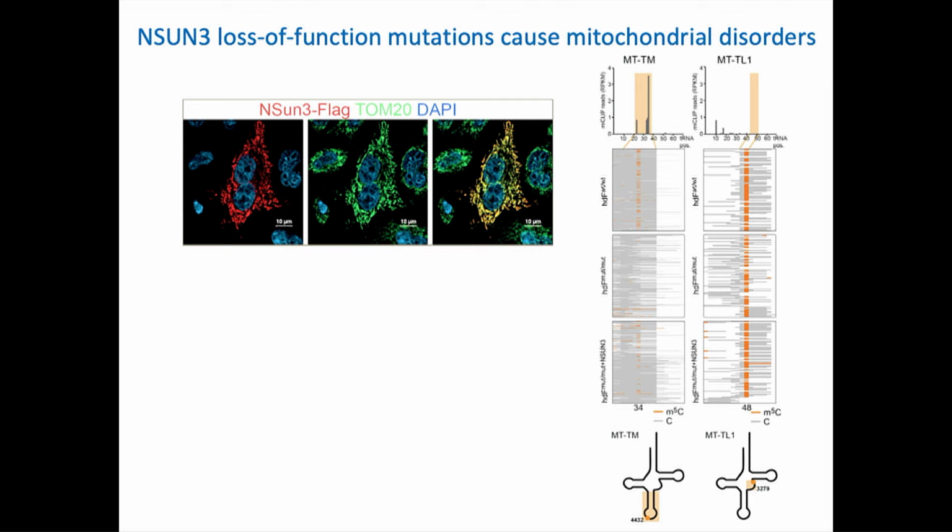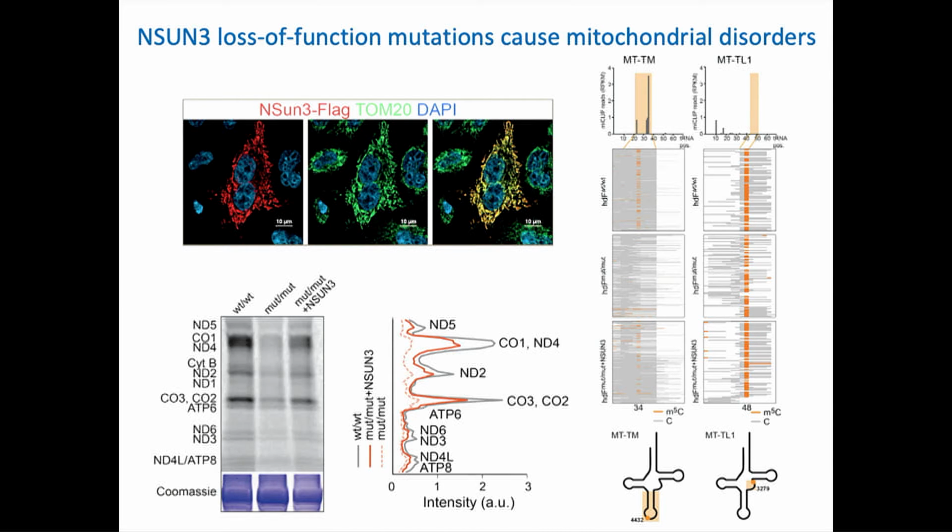Looking at the protein translation in the mitochondria is straightforward because there are not that many proteins. When we looked at that, we could see that they are really all reduced, but if you reinstate enzyme 3, they're coming back. So it's a clear effect on protein translation in this case.